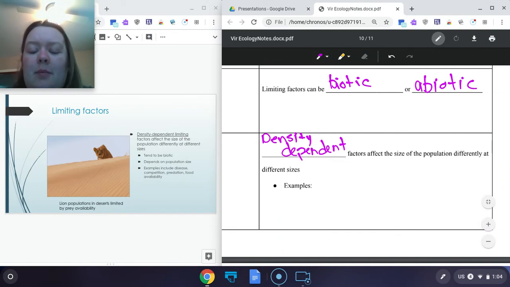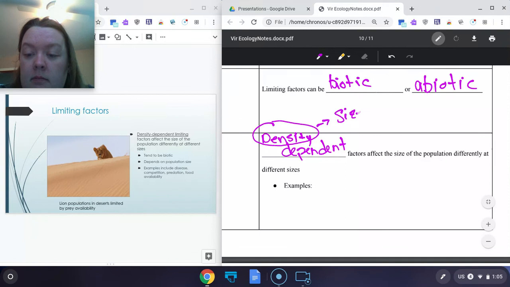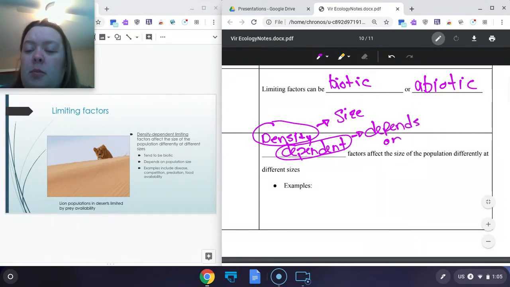Density dependent factors are going to be things that affect your population depending on the size of their population. So density means size. Dependent means depends on. So density dependent means the size of the population is going to matter in this case.